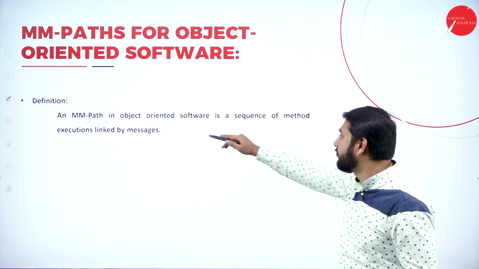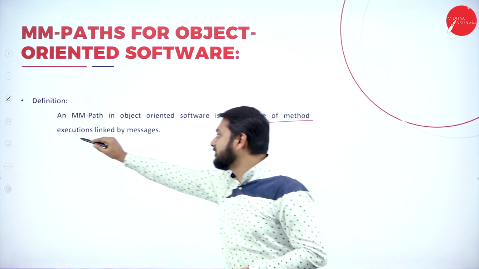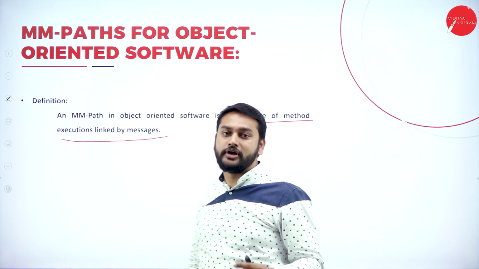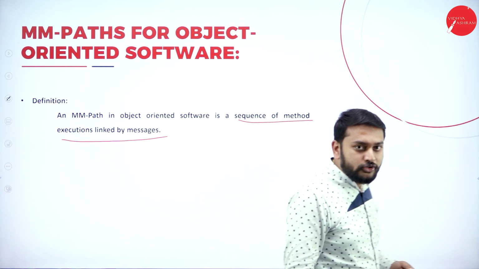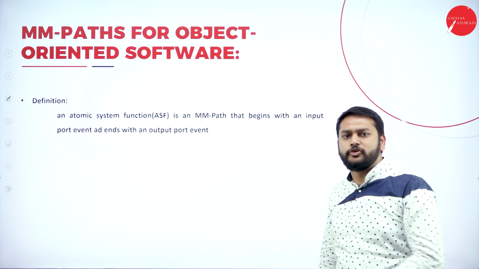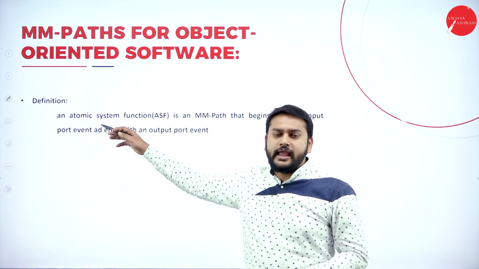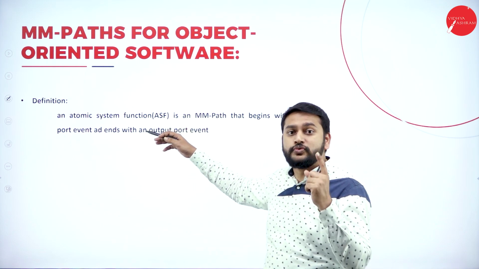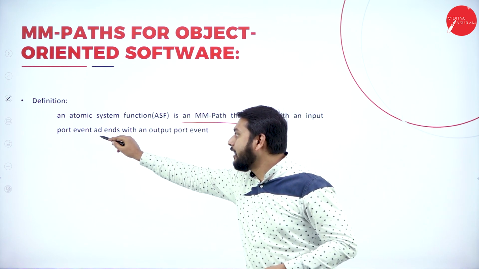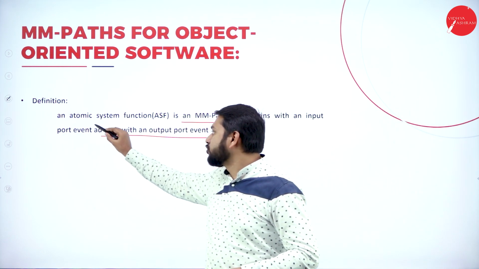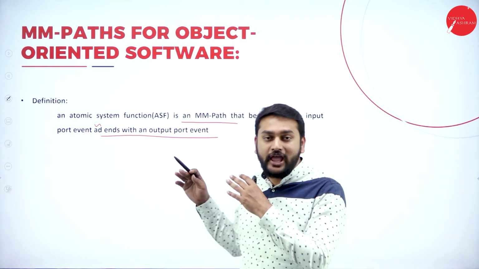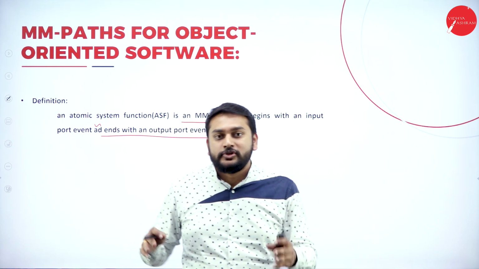So guys, that's what they are trying to explain here. Path in object-oriented software is a sequence of method execution linked by messages. That's what you need to remember. How exactly the different methods are getting executed with the help of messages is what you will get to know with respect to the path. And I have one more definition with respect to the ASF, the same definition for path. ASF is all about atomic system function, is what you need to remember. It is a path that begins with an input port event and ends with an output port event. So these are the two different definitions that we have with respect to the path of the object-oriented concept. That's what you need to understand.